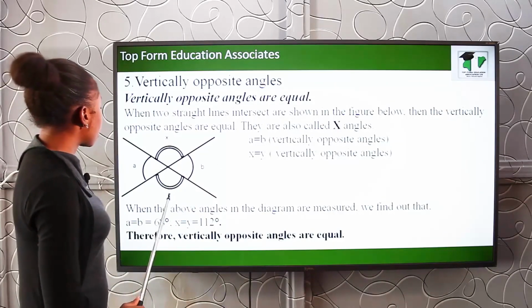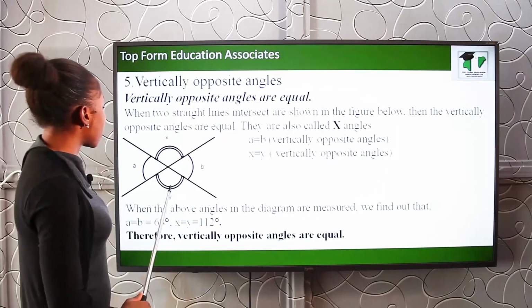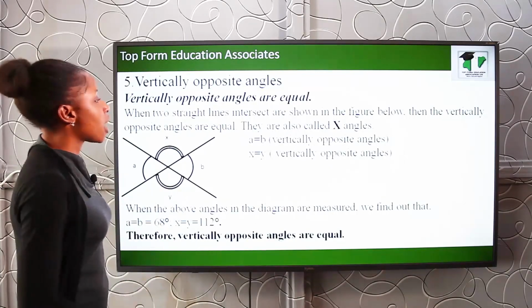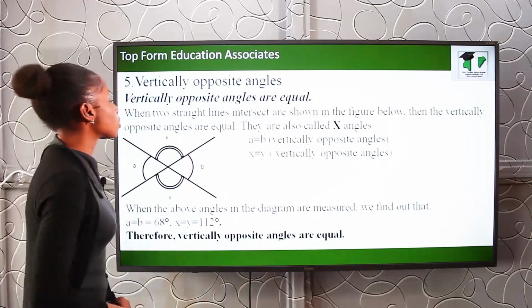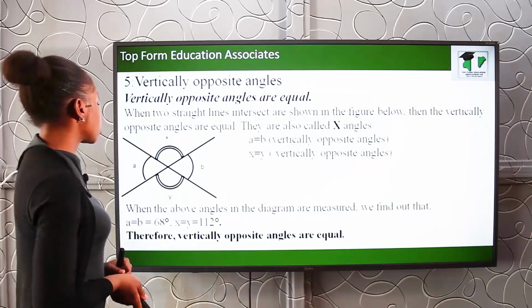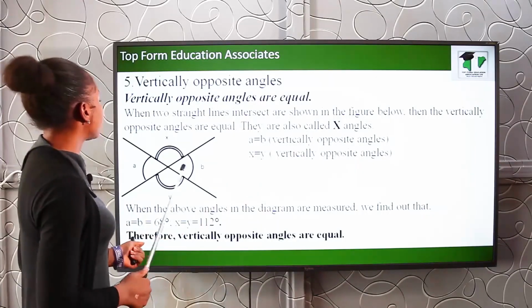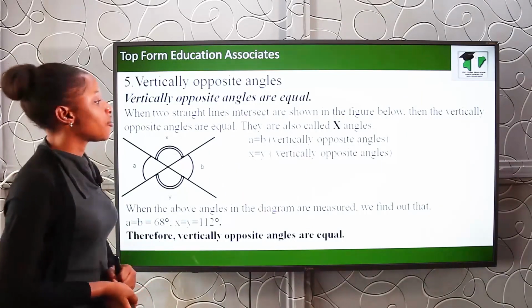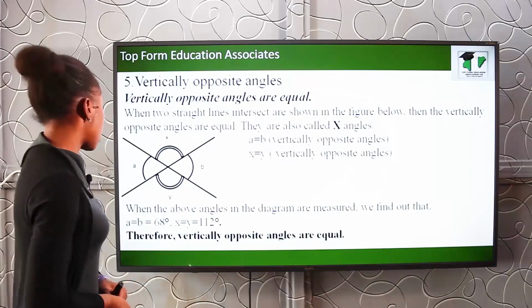Angle X and Y are vertically opposite angles. Likewise, angle A and B are vertically opposite angles. These types of angles are also called the X angles. So you can easily recognize them as vertically opposite. Whenever you see the X angles, know that they are vertically opposite angles.